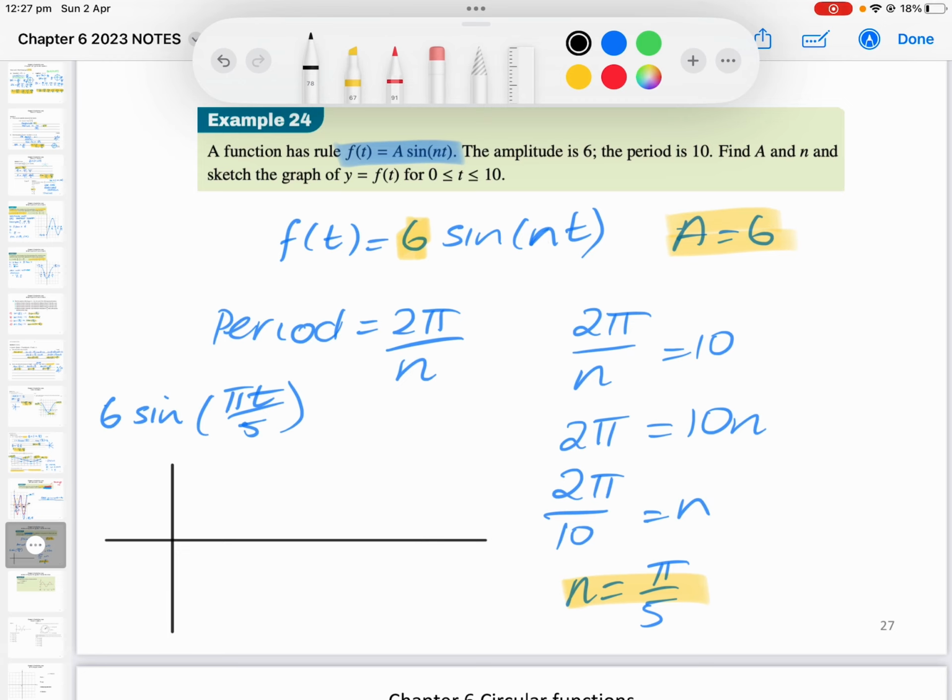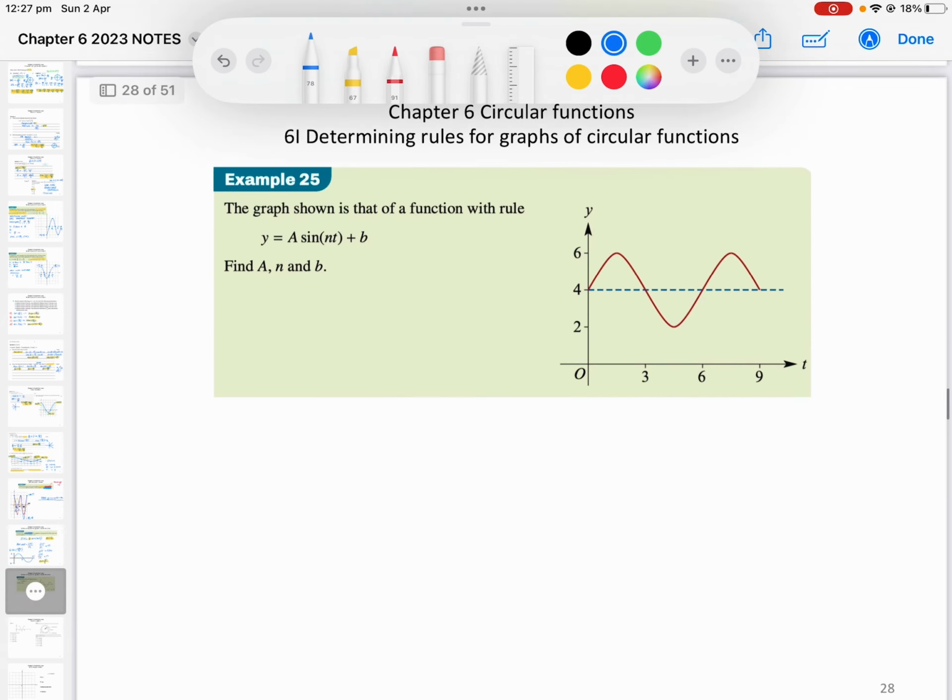So what I'm going to do is I'm just going to go, it's a sine graph. So it looks like that. Its period is 10, so that must be 5. This would be 2.5, this would be 7.5, and the amplitude is 6. So there's our graph. Let's have a look at the next one, 6i.